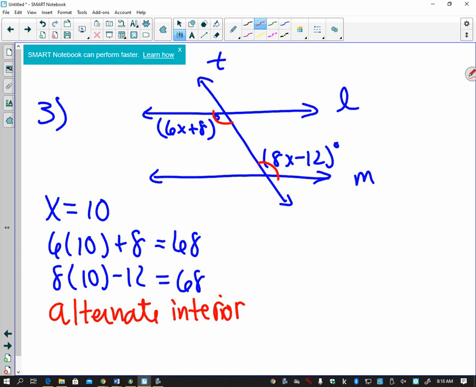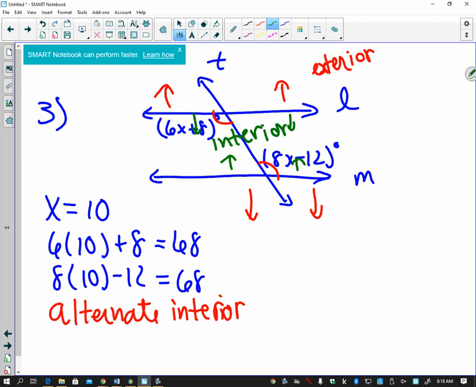All right. Derek, what's the difference between interior and exterior? Don't know. All right. The difference is in relation to the parallel lines. This area out here is exterior. The area in here is interior. Inside. Does that help? So alternate interior angles are congruent.